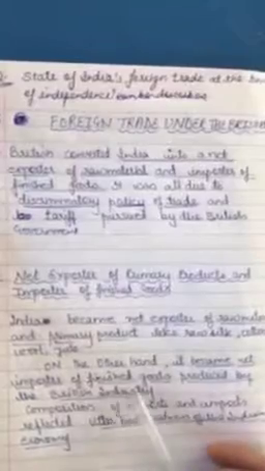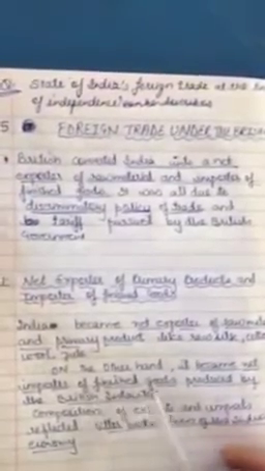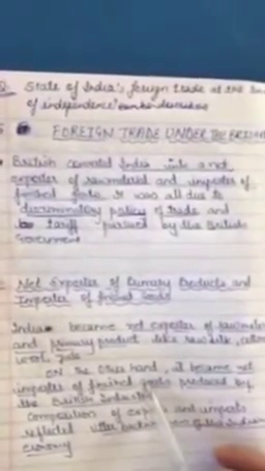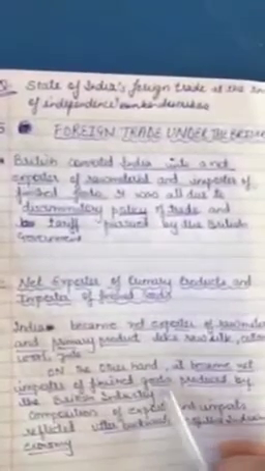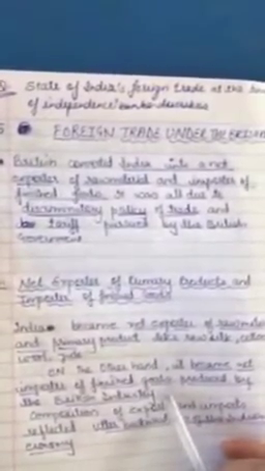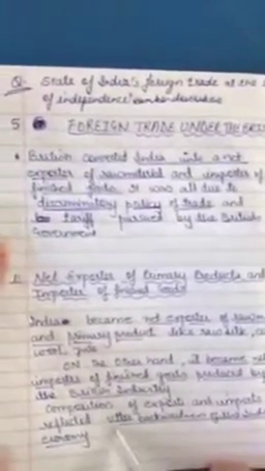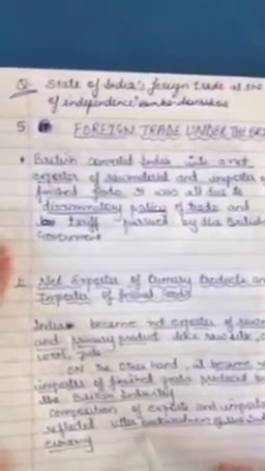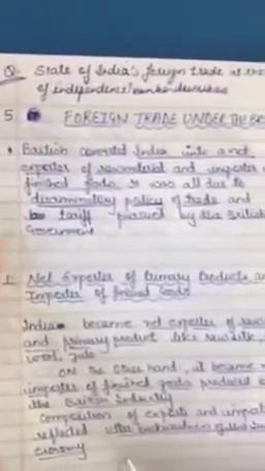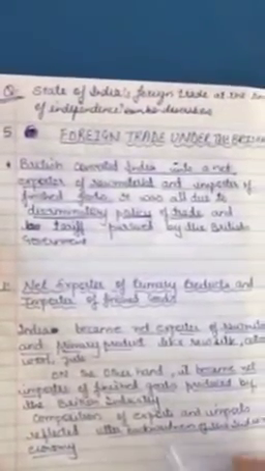India became the net importer of finished goods. All the finished goods were coming from the British, and the British industry created a market in the Indian economy. The composition of export and import reflected, what does it reflect? The utter backwardness of the Indian economy. That is a sign of backwardness of the Indian economy.